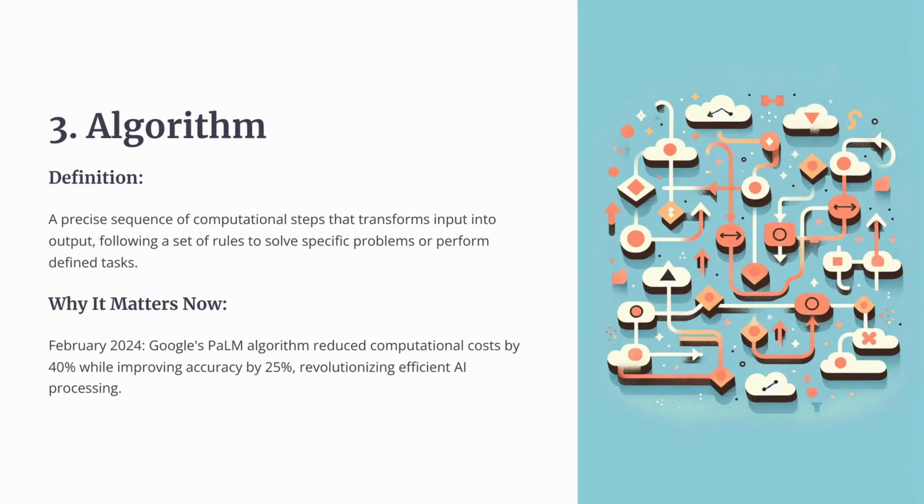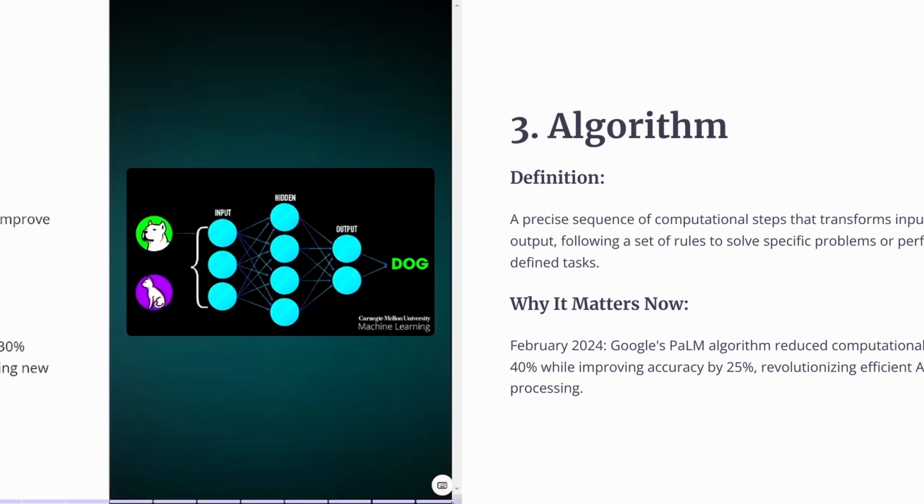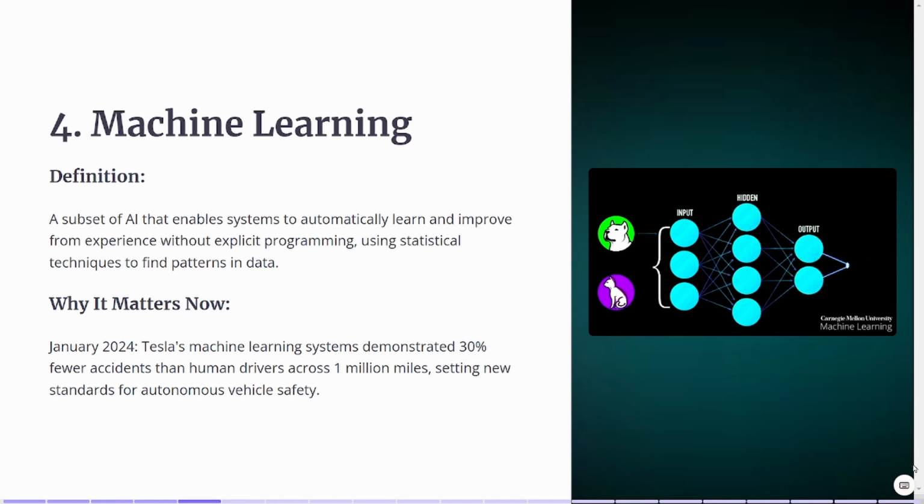An algorithm is a precise sequence of computational steps that transforms input into output, following a set of rules to solve specific problems or perform defined tasks. Here's why this matters. Imagine following a cooking recipe where every tiny step is spelled out perfectly. That's an algorithm for computers. While we might occasionally improvise in cooking, algorithms follow their instructions exactly, every single time. And as we can see from Google's recent breakthrough, these digital recipes are becoming incredibly efficient, doing more while using less resources.